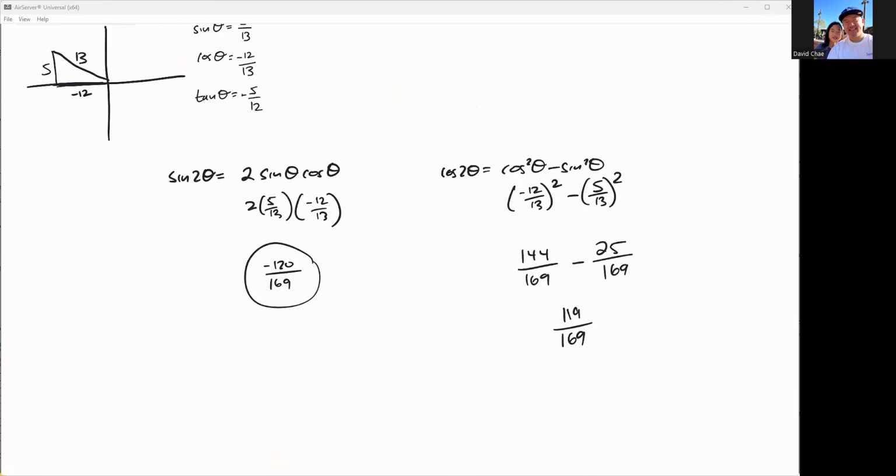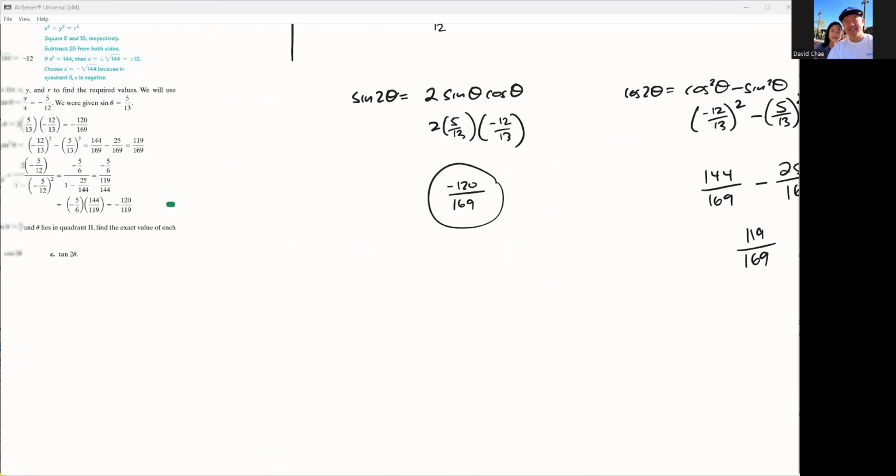Very good. Checkpoint 1 right here, yeah.